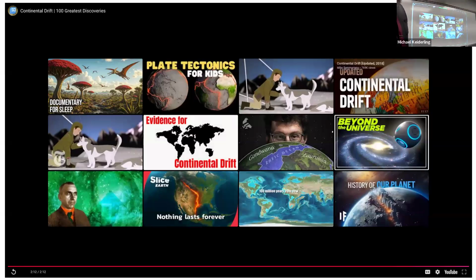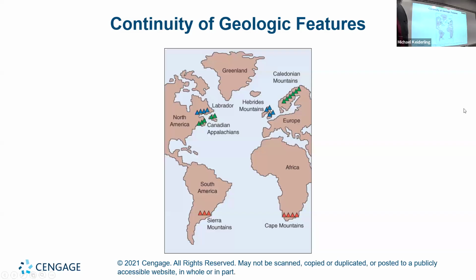Yeah, so the biggest problem is he didn't have a mechanism. And it took until the late 50s, early 60s for that mechanism to be discovered. So here are some geologic features that match up. The Labrador and Hebrides Mountains, the Canadian Appalachians and the Caledonian Mountains, and the Sierra Mountains and the Cape Mountains match up.